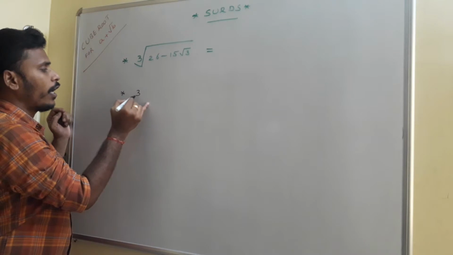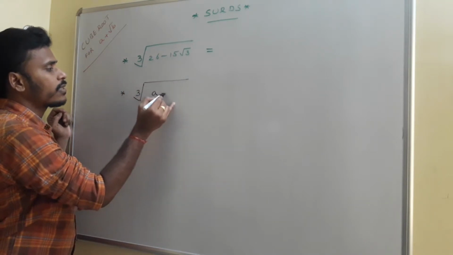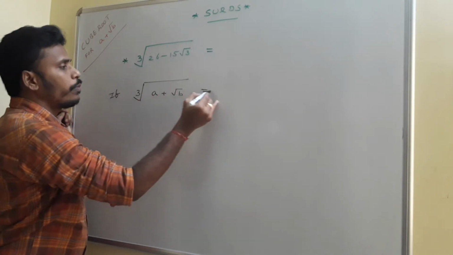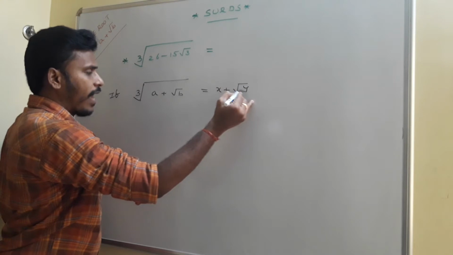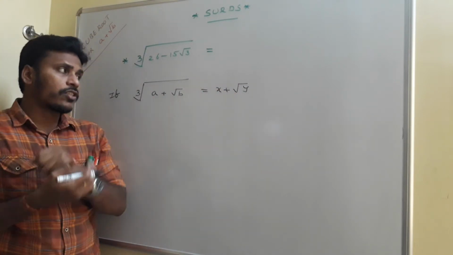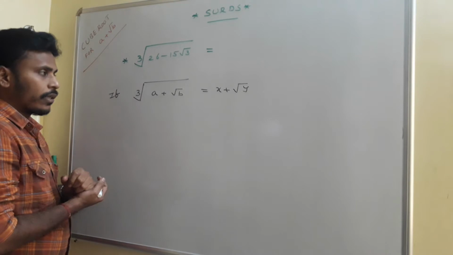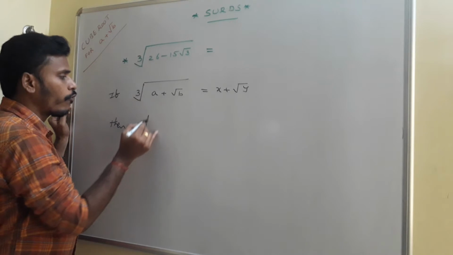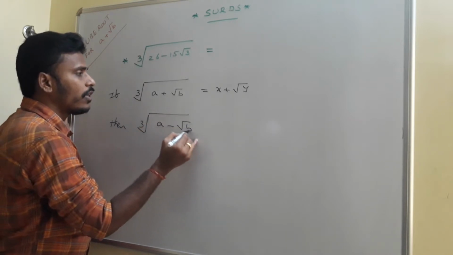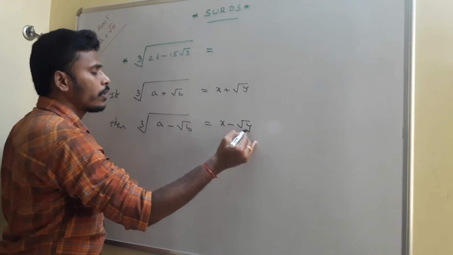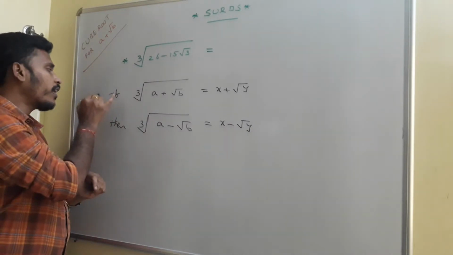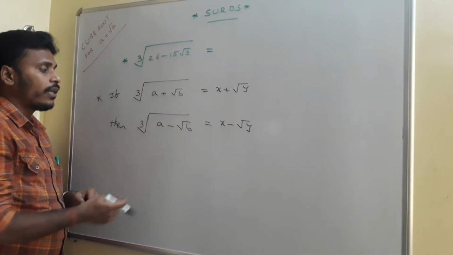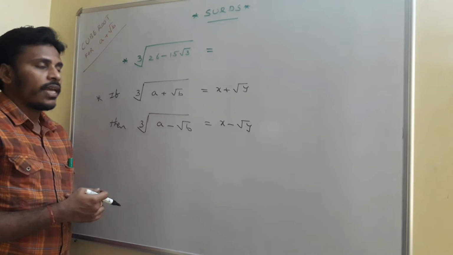Before going to find this, I need to mention one thing. For example, if cube root of a plus root b is equal to x plus root y, then you need to memorize that cube root of a minus root b is equal to x minus root y. Have a look at this situation. If cube root of a plus root b is x plus root y, then automatically cube root of a minus root b is x minus root y.